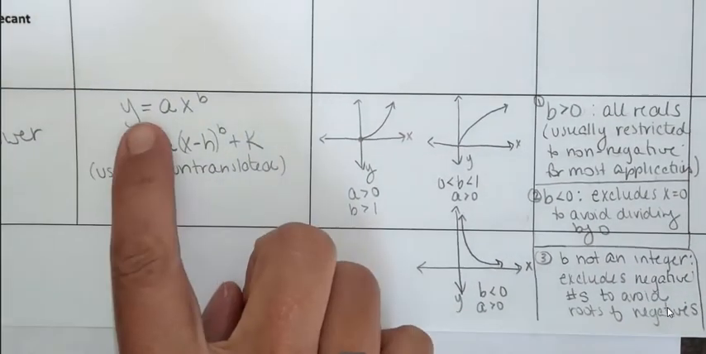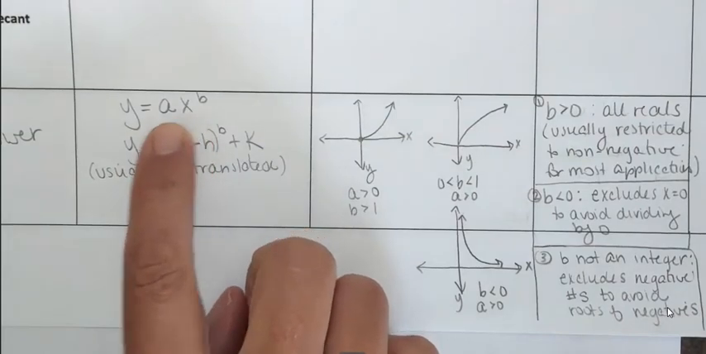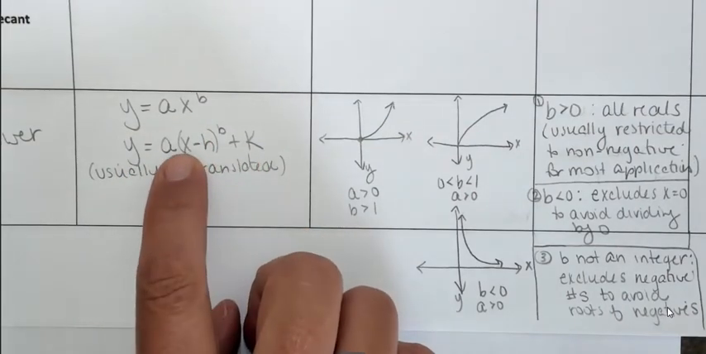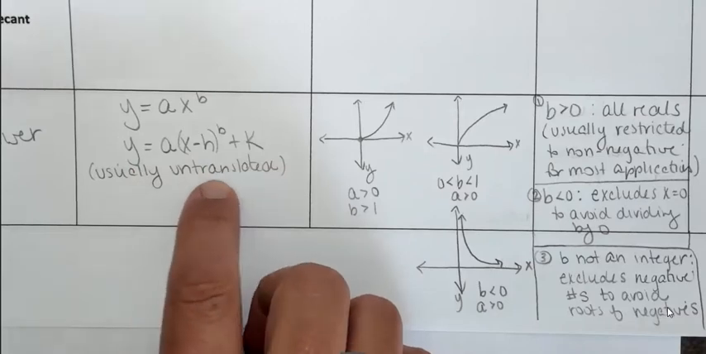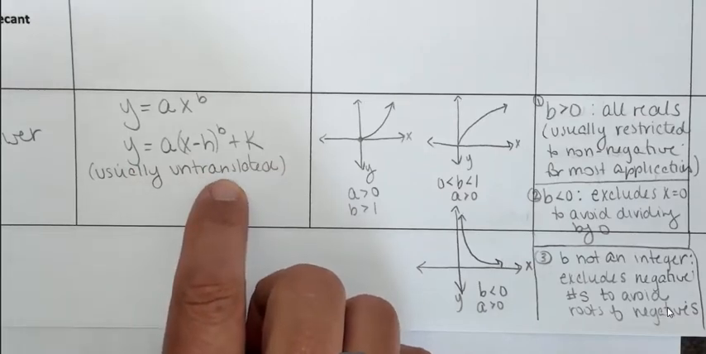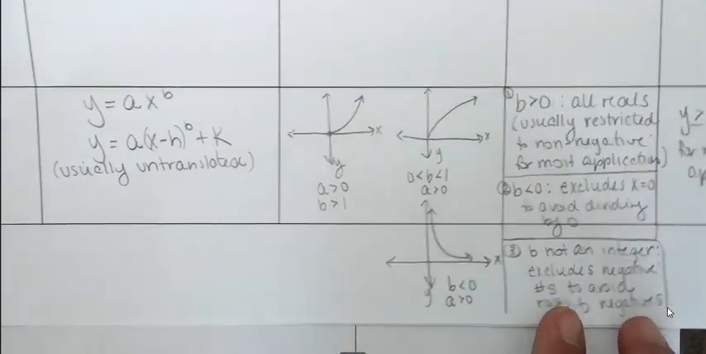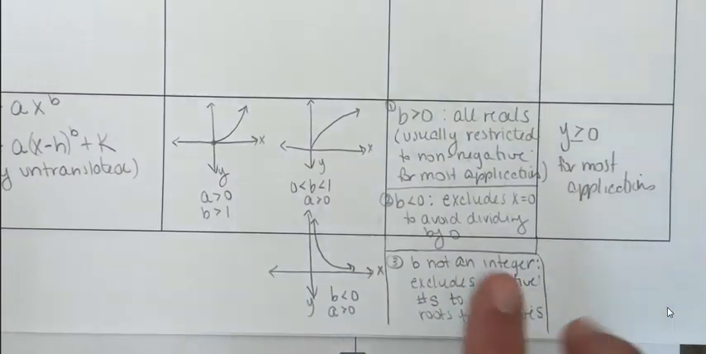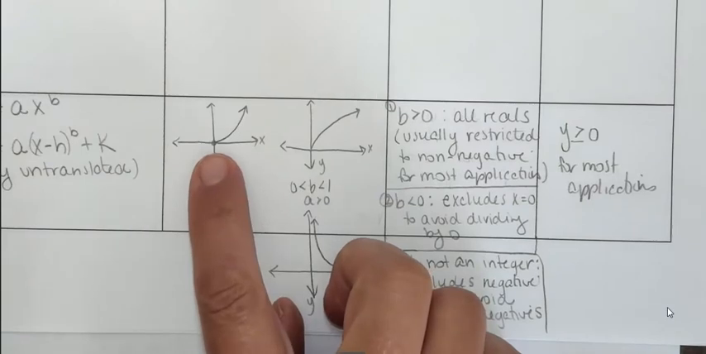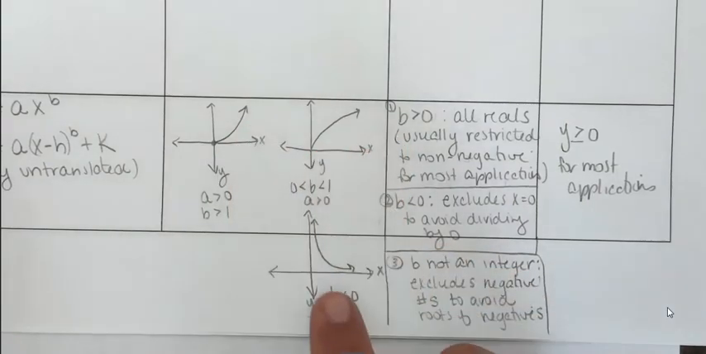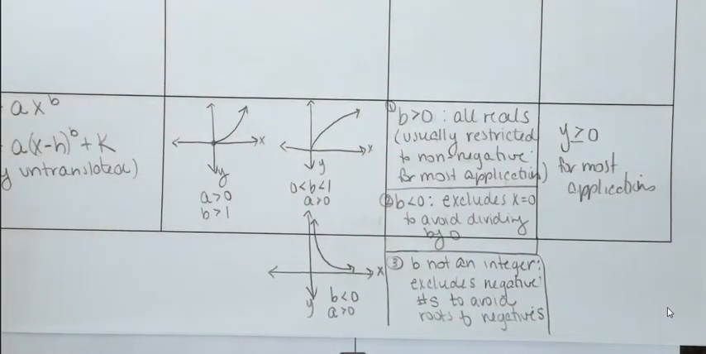So a power function has this form. And if it was translated, it would look like this. Now, usually for most applications, it's not translated. Okay. Also, a lot of times, your domain is going to include basically all x values that are greater than 0 or greater than or equal to 0.